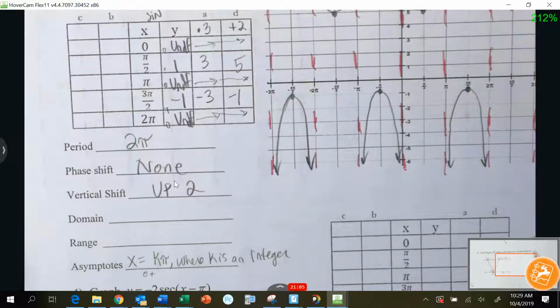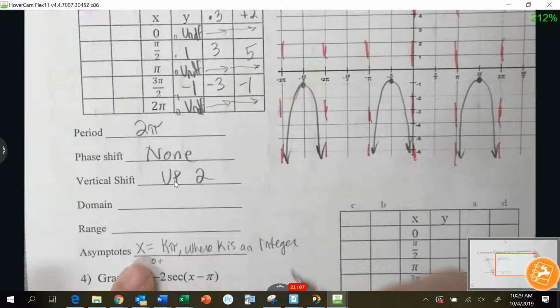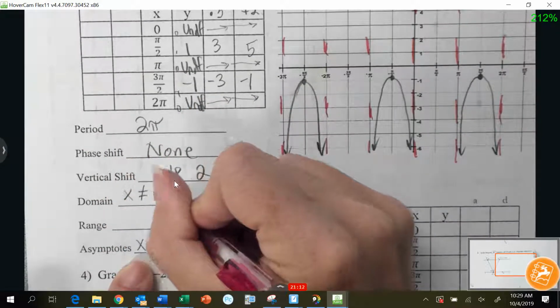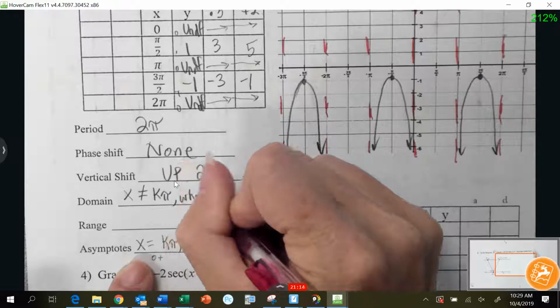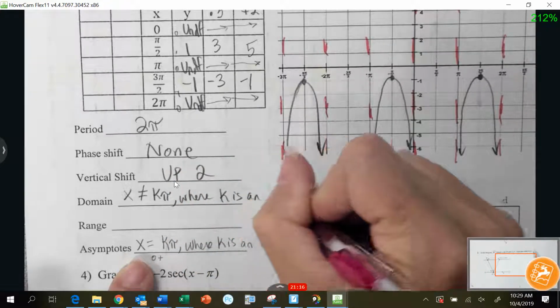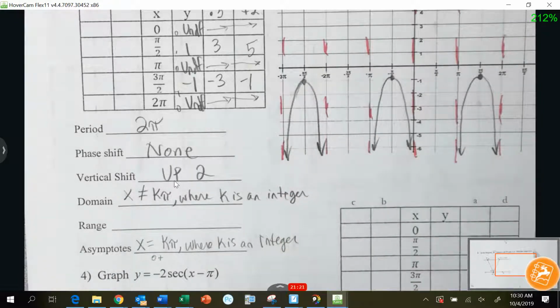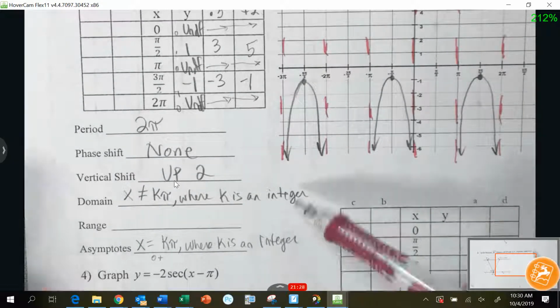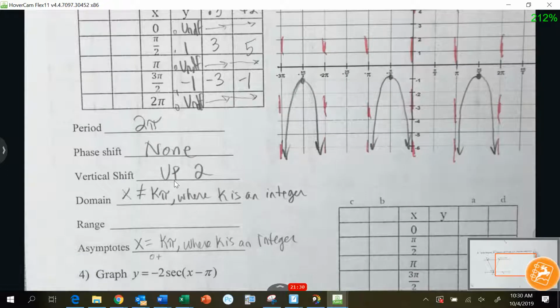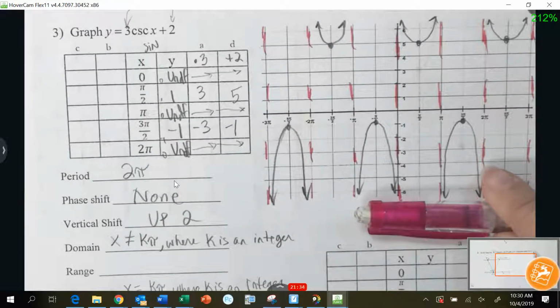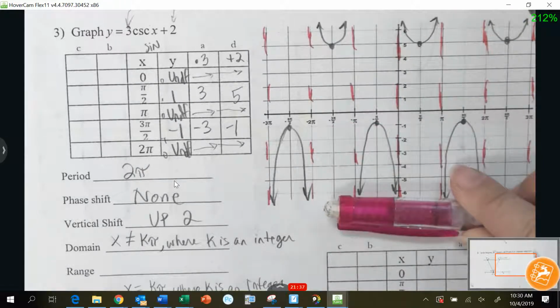So what we're going to do is we're going to look at the asymptotes, and we're going to say that x cannot equal k pi where k is an integer. So it's all of the asymptotes is what x cannot equal. Other than that, x is all real numbers, except for those spots. So whatever your asymptotes are, that's going to be your domain, except for domain is not equal to. And then the range is how far down to how far up. Do we go all the way down? Do we go all the way up?